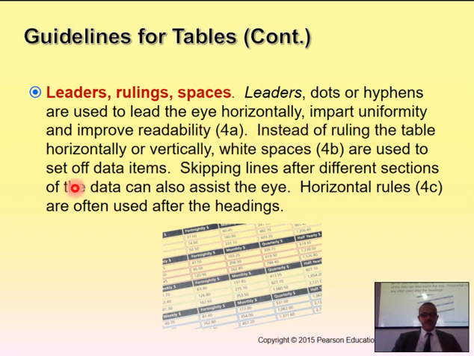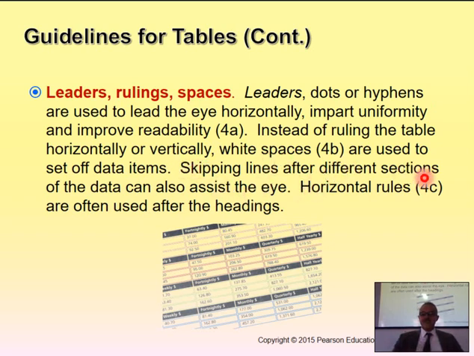Instead of ruling the table horizontally or vertically, white space is used to set off data items. So sometimes you need to use these tabs. Anyone? Do you guys know how to use tabs in Word? Maybe we'll go over it. This way you make sure that if you have an indentation, they're all on the same level. If you have findings, maybe you want to indent them so it appears like a quote.